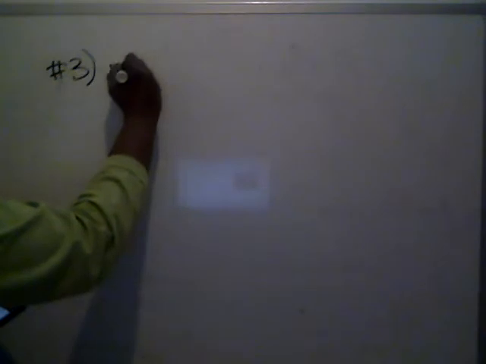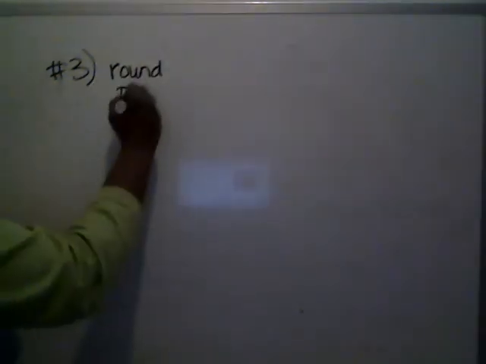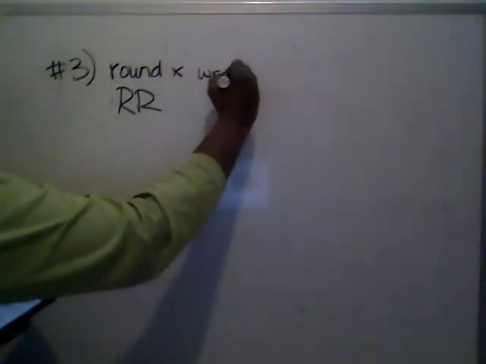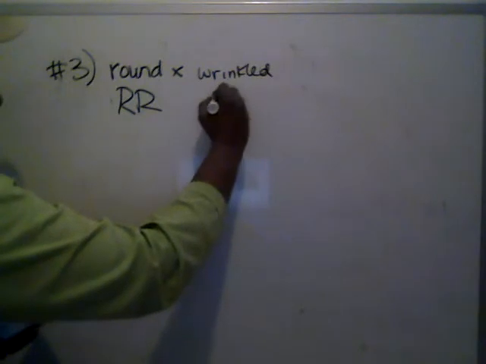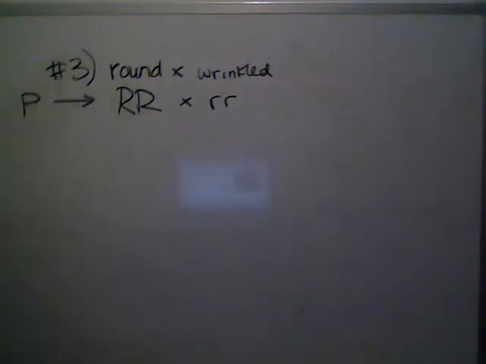Okay, so for number 3, we have a round plant that is homozygous dominant, so big R, cross with a wrinkled plant. That is little r. So these are the P generation of the parents. Okay, and so it says that Mendel crossed those plants and continued crossing each generation. And what did he find in common?